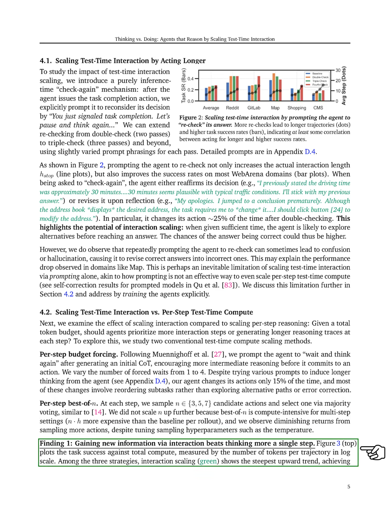Our first finding is that gaining new information through interaction is more beneficial than simply thinking longer at a single step. We plot task success against total compute, measured in tokens per trajectory. Among the strategies, interaction scaling shows the best results, achieving the highest success rate as the token budget increases.